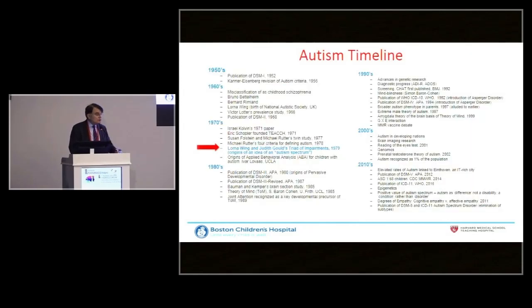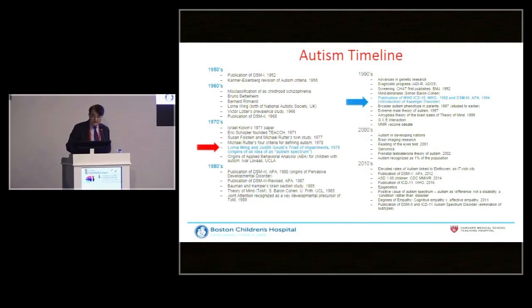Lorna Wing was the first person to use the term autism spectrum in the 1970s. She was also the founder of the Autistic Society and was a parent of a son with autism. The publication of the ICD-10 was a very critical moment in the history of autism diagnosis, because it for the first time introduced the diagnosis of Asperger disorder. No one had heard about Asperger disorder in 1992.